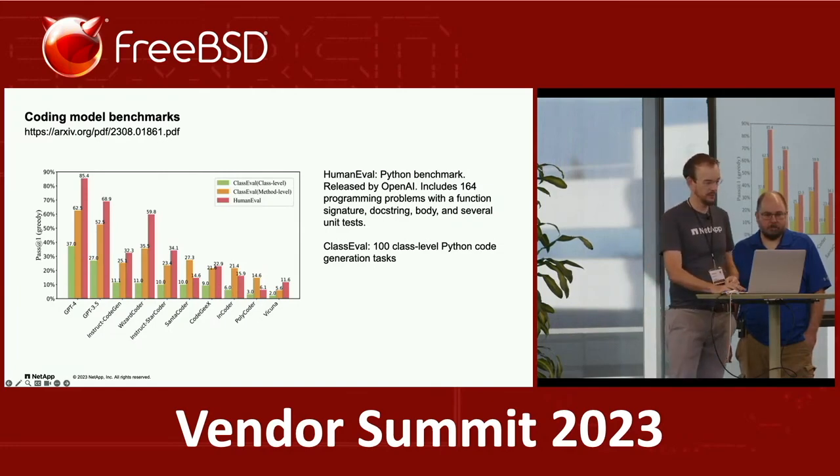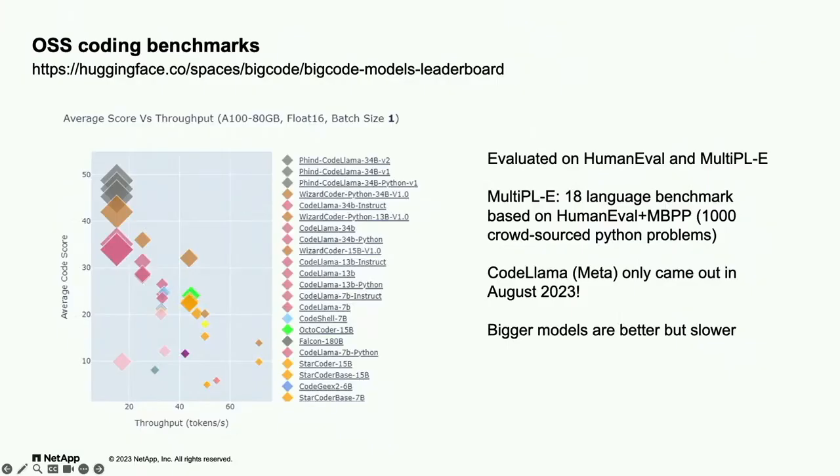All right, so I'll go back to the previous one. So this is another set of benchmarks with a different set of coding models. All of these are available on Hugging Face. If you don't know Hugging Face, it's like the GitHub of AI.